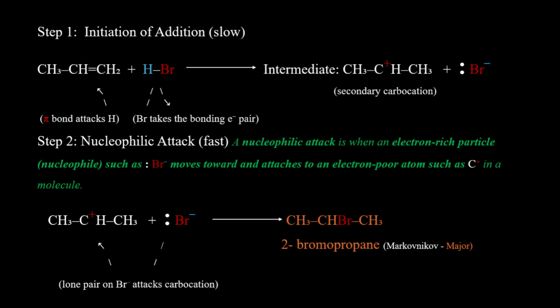Step 2. Nucleophilic attack. Fast step. Now the bromide ion, which is electron-rich, attacks the carbocation, which is electron-poor. That forms our final product, 2-bromopropane, the Markovnikov major product.